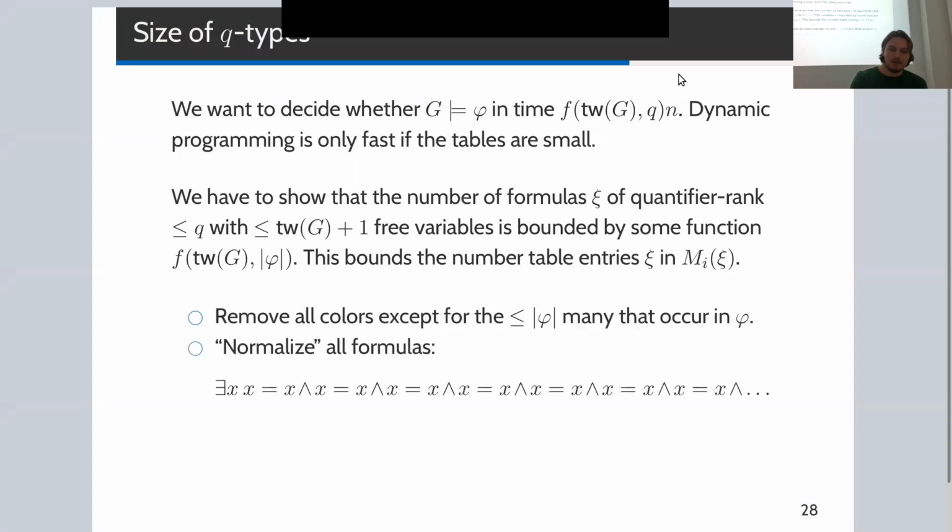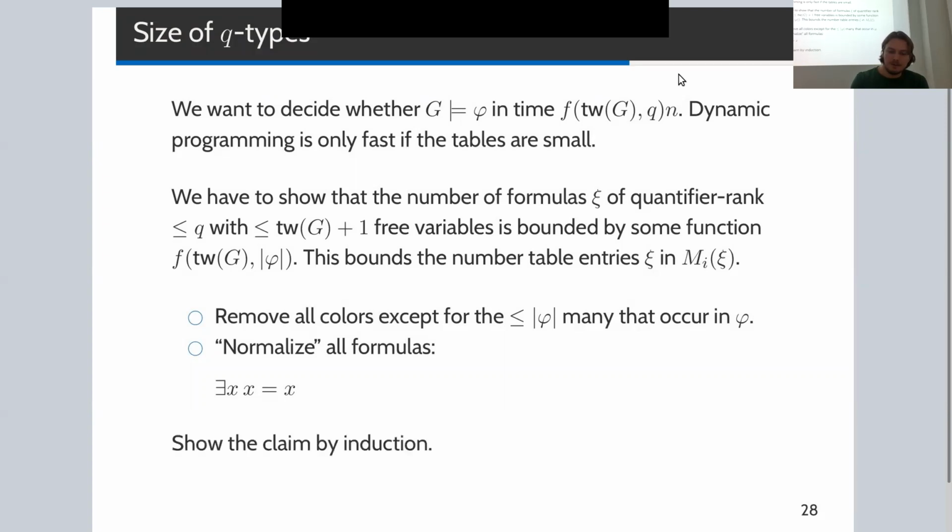But there's a second simplification that we need to do. Formulas can be very, very long. It could be that we have a formula that says there exists X such that X is adjacent to X, and X is adjacent to X, and X is adjacent to X. This formula is highly redundant, and we don't need to store this extra string. So we somehow have to boil them down into some kind of normal form whose length is bounded. In this example, it would remove all these redundant entries.